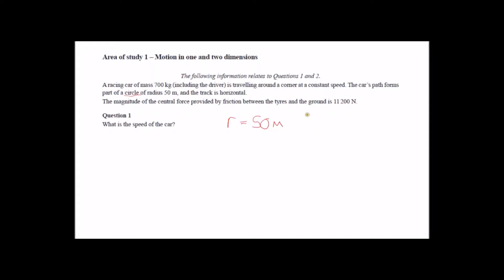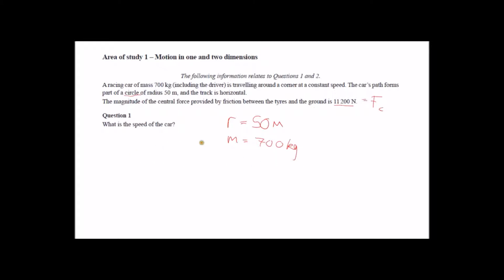Now when you're moving in a circle on a flat surface, the only thing that can be providing your centripetal force is friction between the tyres and the ground. So what this means is that this is equal to our centripetal force. So we know R equals 50 meters. We know the mass of the car is 700 kilograms.